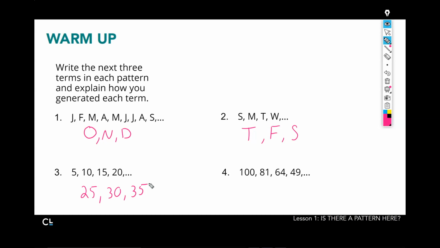What's the pattern? These are all perfect squares. So the next perfect square would be 36, 25, and 16.